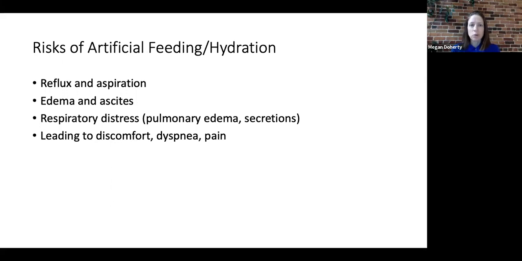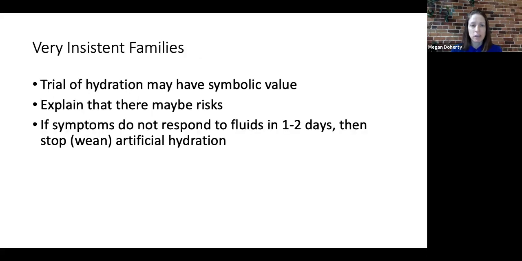Families may be very worried and want to continue with artificial feeding by NG tube or with IV hydration. We can counsel them about some of the risks of these things. For feeding, there could be a risk of reflux and aspiration. For both feeding and fluids, there's a risk of edema and ascites. And this can lead to respiratory distress if the child develops pulmonary edema or significant oropharyngeal secretions. And all of these could lead to discomfort, dyspnea, and pain for the child. And this is why we don't recommend artificial feeding and artificial hydration in the last days or weeks of life.